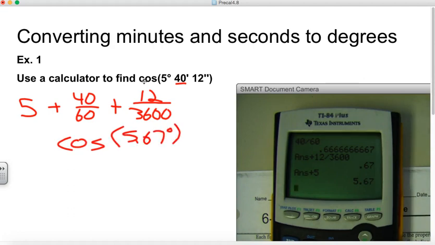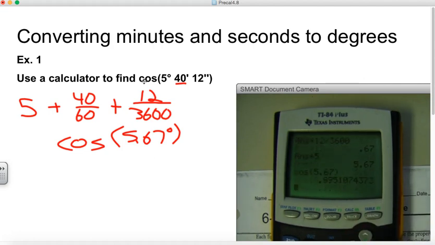And then, of course, at this point, we can use our calculator, make sure the mode is in degrees. So hit mode. We've got it in degrees. That's good. So we can hit cosine of 5.67, and we get the answer of 0.995. All right. So that's how you use minutes and seconds to figure out a decimal representation for your degree.